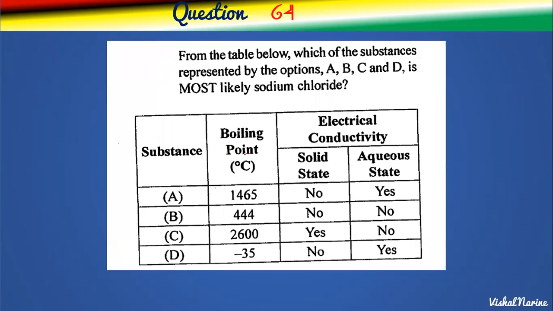Question 64. It presents to you 4 options in terms of boiling point, electrical conductivity in the solid state, and in the aqueous state. And it asks which is most likely going to be sodium chloride. With sodium chloride, we know it has a high boiling point, so we can strike out D. Conduct electricity in the solid state? No. We can strike out C. And conduct electricity in the aqueous state? Yes. All right, so that answer is going to be A.